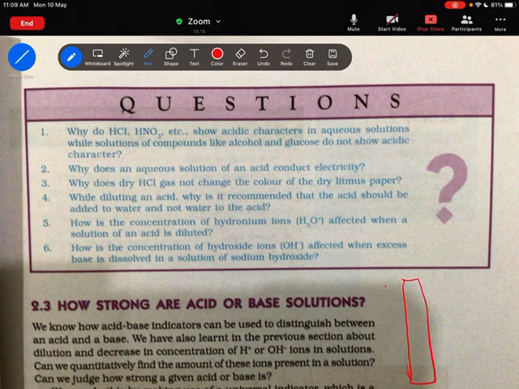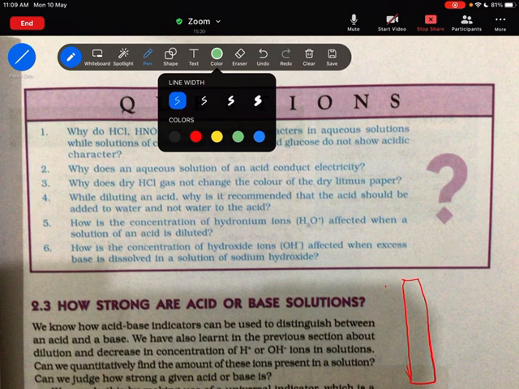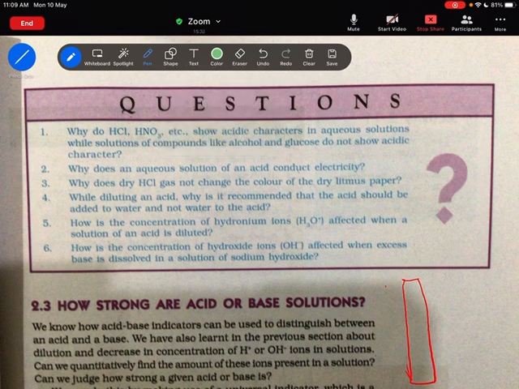This paper you dip in the given solution. You will be getting some color. For example, suppose the color is like this. So you dipped this paper and you got the color like this.